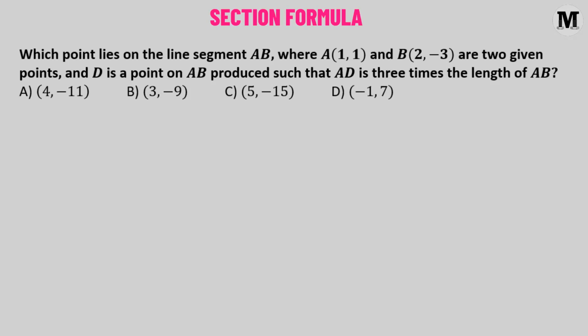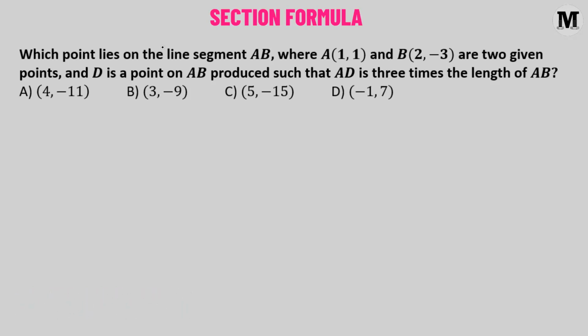Which point lies on the line segment AB, where A corresponds to (1, 1) and B corresponds to (2, -3) are the two given points, and D is a point on AB when AB is produced such that AD is 3 times the length of AB.